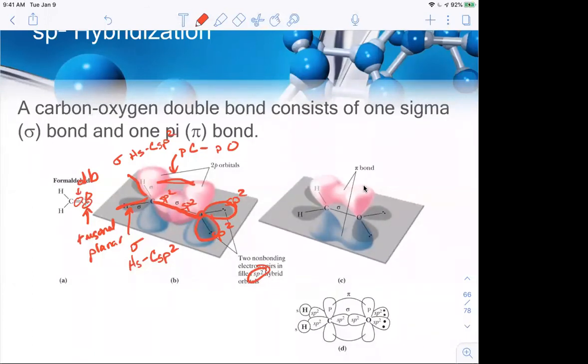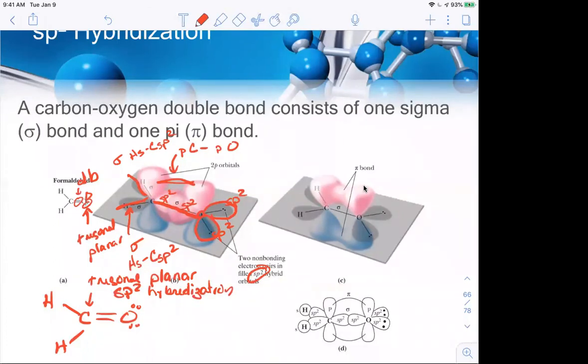Now, what do I really care about? Am I going to make you draw these? No. But if I have something that looks like this, and we know this is trigonal planar, we know this is also sp2 hybridization. So you do have to know that trigonal planar corresponds with sp2 hybridization.